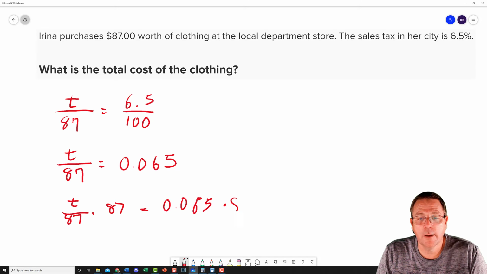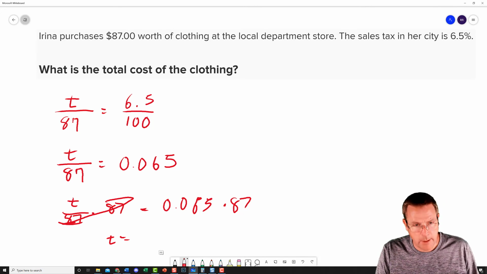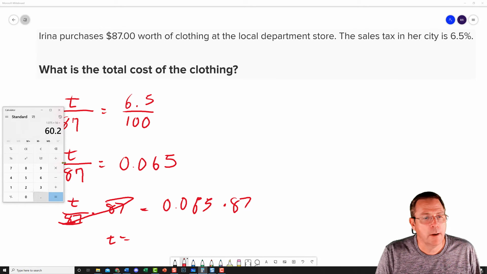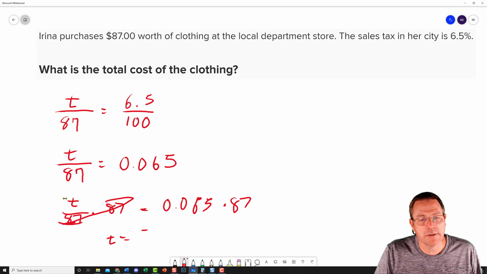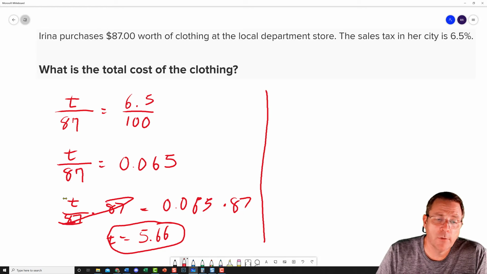0.065 times the 87. These divide out becoming 1. 1 times t is t. And bring up our handy calculator here. And when we do that, you got 0.065 times 87. And we find that the tax, rounded to the nearest cent, is going to be $5.66. We circle it, but it's not the final answer.